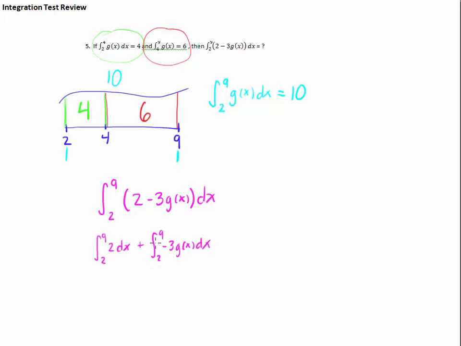I can pull this negative 3. It's a constant. I can actually pull it out, which I'm going to do. I'm going to pull that negative 3 out. So this is going to become a negative 3 on the outside here. So negative 3 times the integral from 2 to 9 of g of x. Okay.